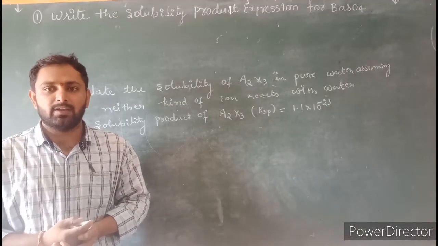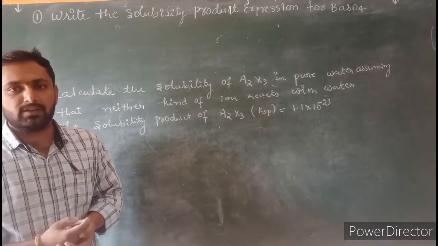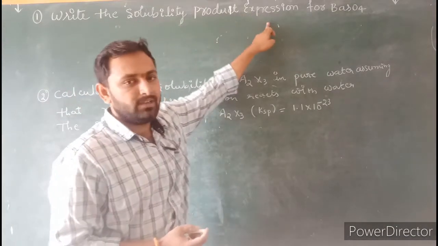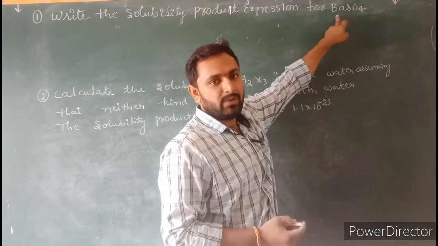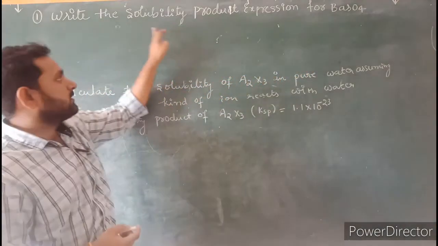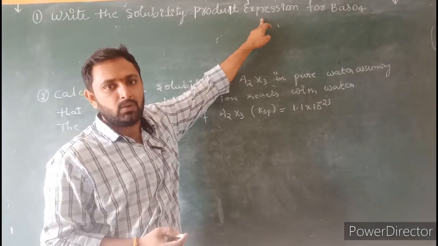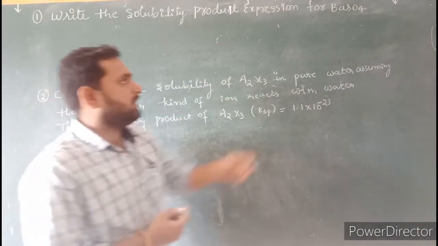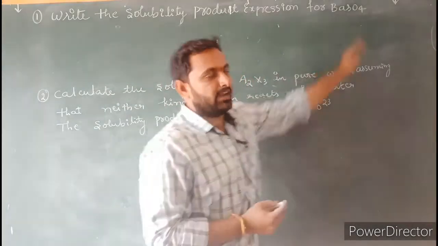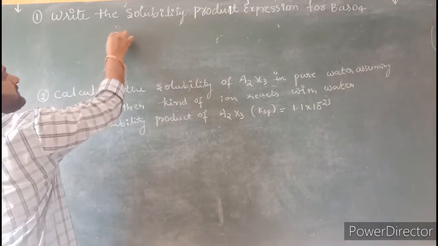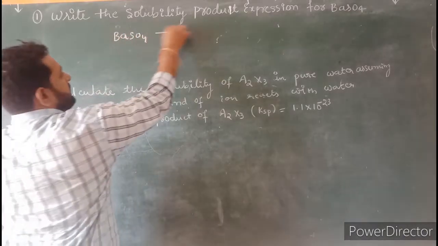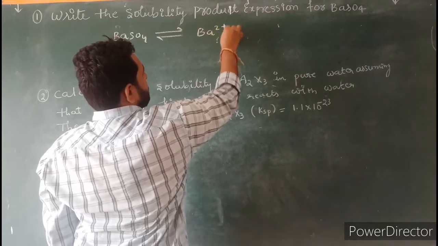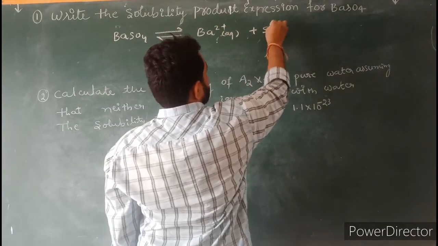Next let us solve some numericals on the basis of solubility product and solubility. The first numerical: write the solubility product expression for barium sulfate. For the barium sulfate salt, we have to write the solubility product expression. To write it, first we have to write the chemical equation for dissociation of barium sulfate. When barium sulfate dissociates, it gives Ba2+ ions and SO4 2- ions.